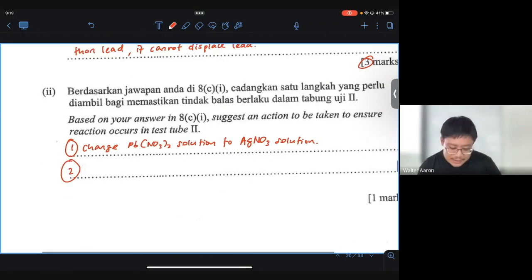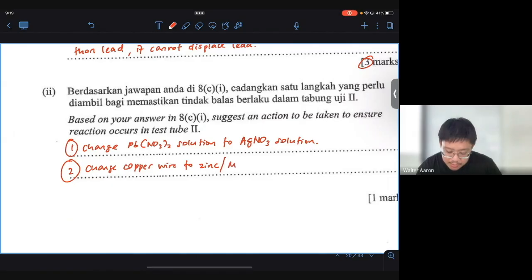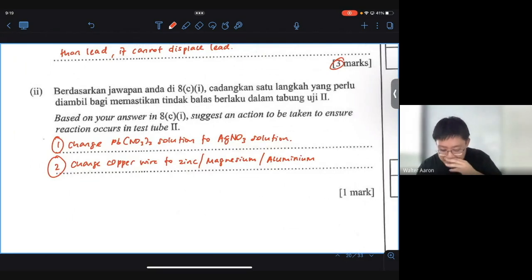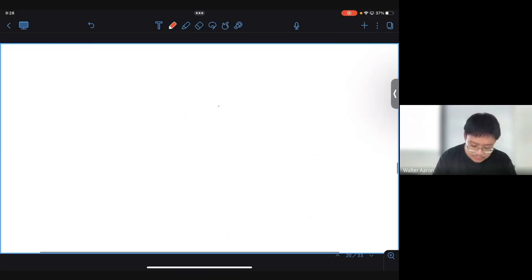Done. Okay, so the answer is very simple. You can also change copper wire to zinc, to magnesium, to aluminum, more reactive ones. So you can change 2 things over here just to see a chemical reaction going on. So anyone will do.